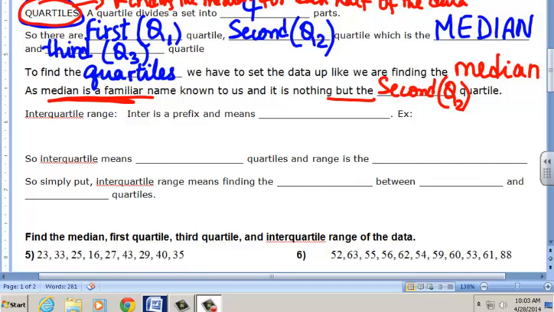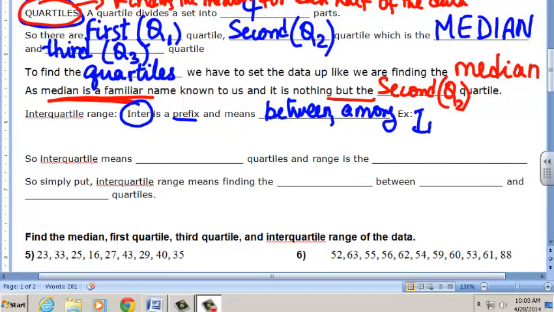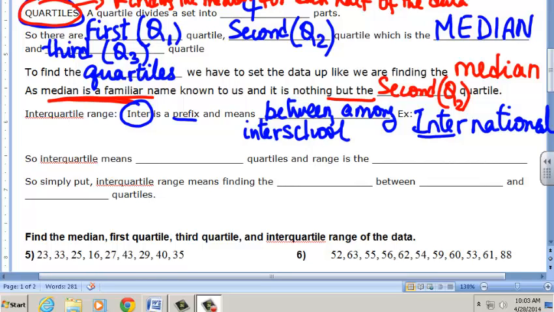Okay, interquartile range. Now, inter, it is a prefix and it means between or among. So for example, when they say international, that means it is between nations. Or you heard of this before, inter-school competition. That means it's between the schools. So if there was a school competition, let's say science olympiad between the 4 middle schools in Troy, then we would call it an inter-school competition between Boland, Oz, Larson and Smith.